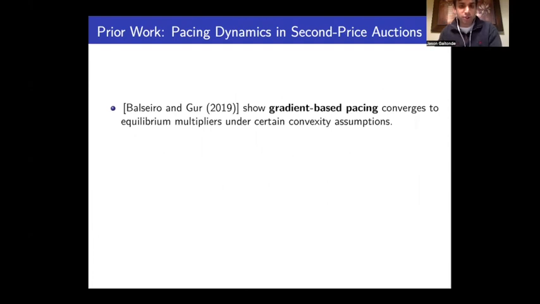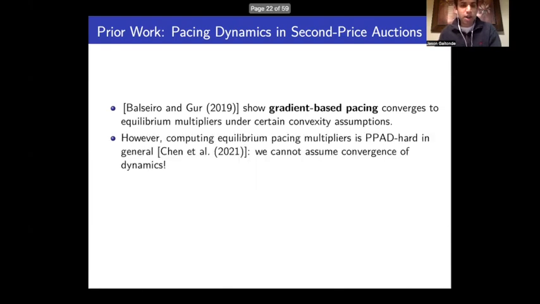So Balseiro and Gur recently showed that this kind of gradient-based pacing will actually converge to these optimal equilibrium multipliers that I mentioned, but they rely on certain convexity assumptions of some associated Lagrangian function. And this is actually a very, very strong assumption that it's not clear whether it's reasonable to assume or not. And in particular, for general valuations of the goods by the different advertisers, it turns out that computing these equilibrium pacing multipliers is what's called PPAD hard, which is just some complexity class, but the upshot is that you should not expect any efficient algorithm to converge to these equilibrium multipliers. And therefore, what this result is saying is that we shouldn't just take this convergence of learning to equilibrium multipliers for granted.